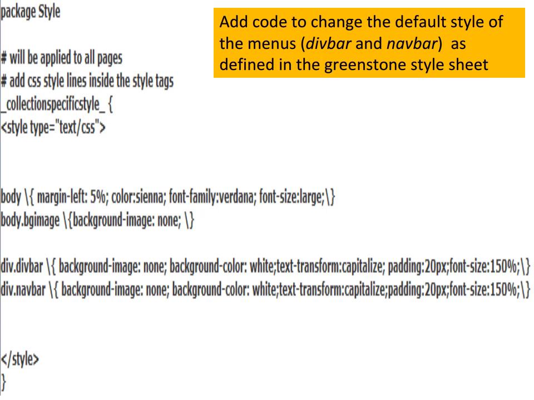Our next step is to format or change the formatting of the menus. Now, the Greenstone style sheet uses two declarations, a div bar and a nav bar. Those are those green bars at the top, and they also select how the menus behave. So what we're going to do is turn off the green by having no background image or setting it to white. We're also going to undo the Greenstone style sheet's tendency to turn everything into lowercase.